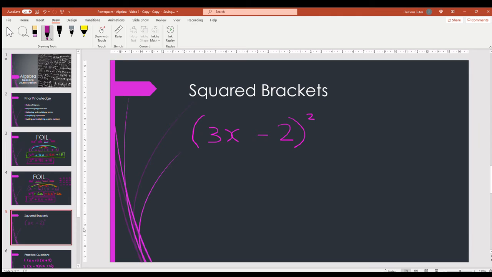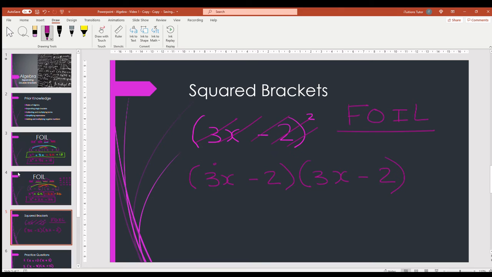Let me show you a squared bracket. This means this is multiplied by itself 2 times. So we start by writing out the brackets, 2 separate brackets, so that you don't miss a step. 3x, negative 2, 3x, negative 2. We can get rid of this now. And then you'll apply the same method again, the FOIL method, to expand these.